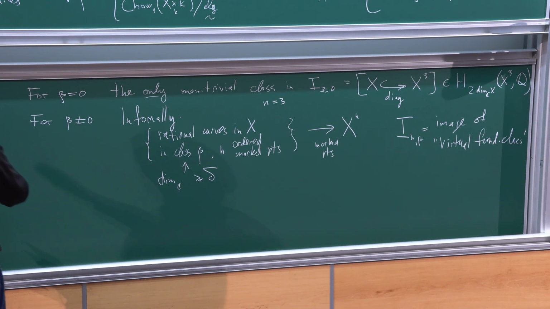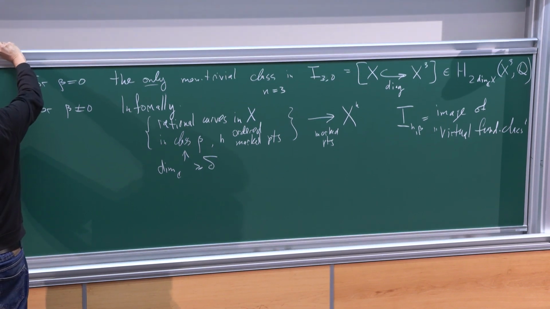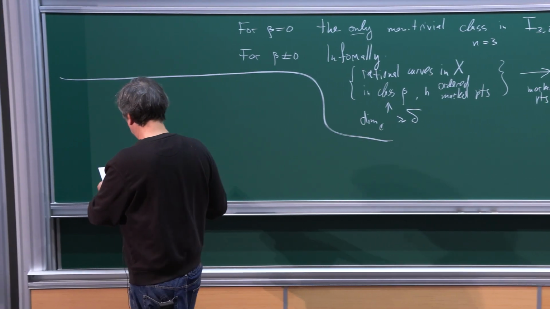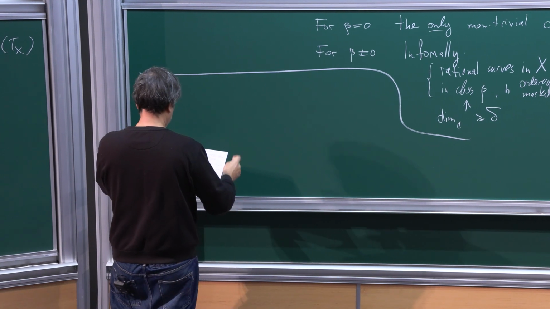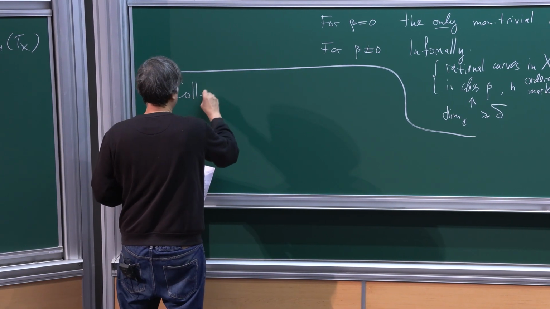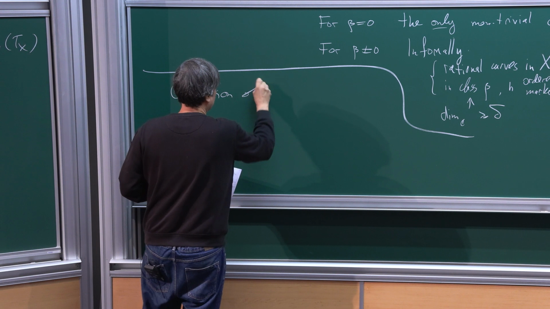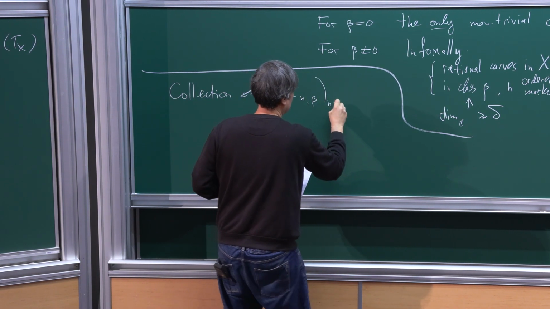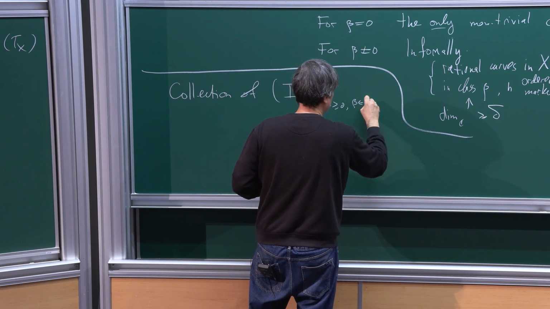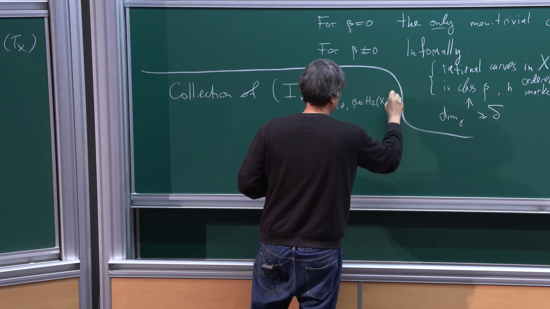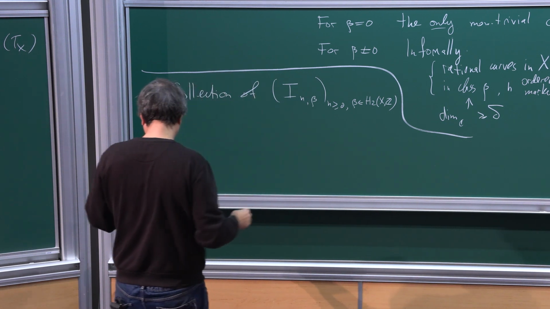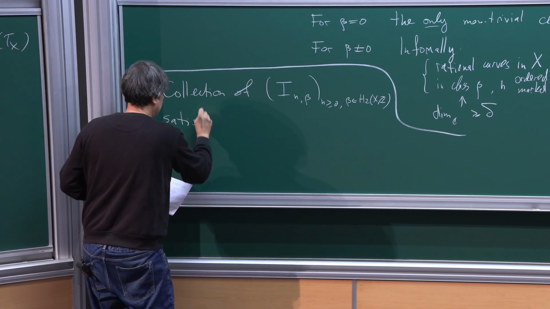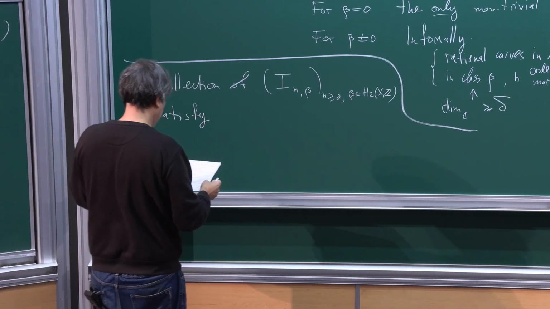And then you get this collection of classes, the collection of all classes E_n,beta for n at least 0 and beta in H2, which satisfy a bunch of axioms.